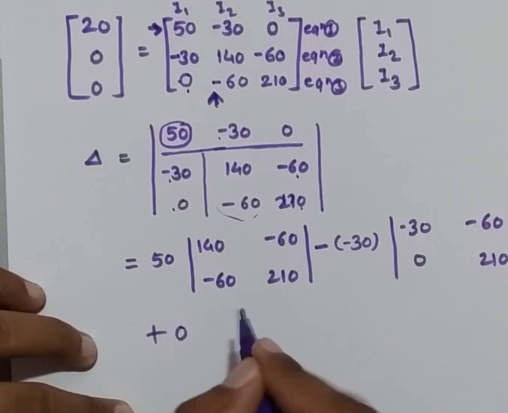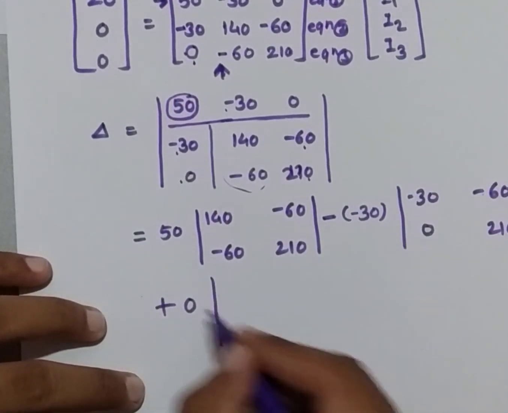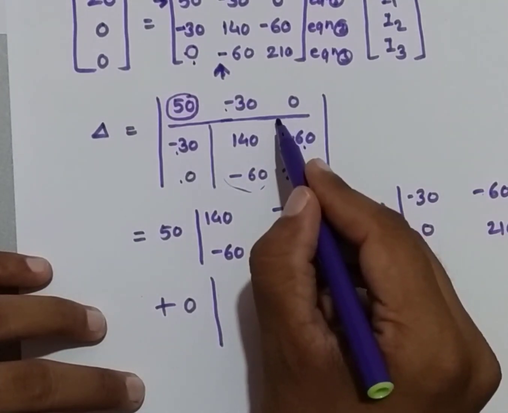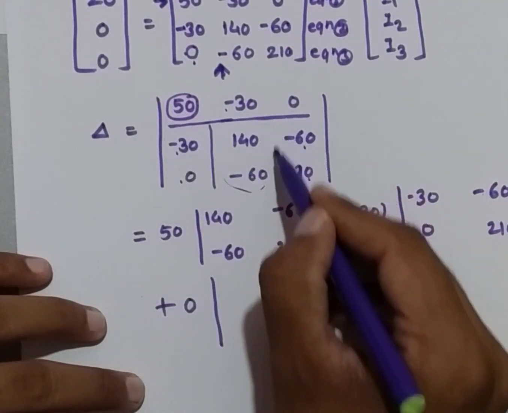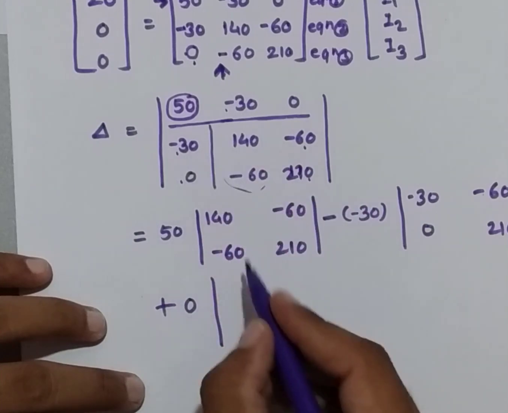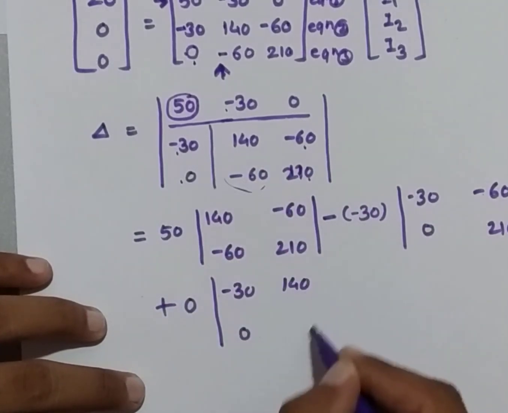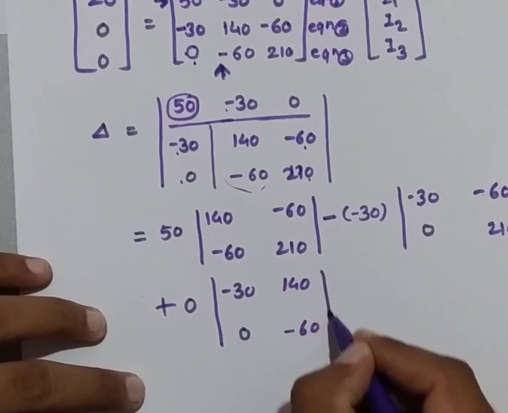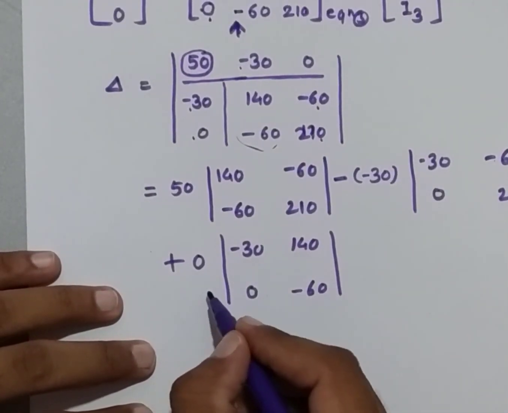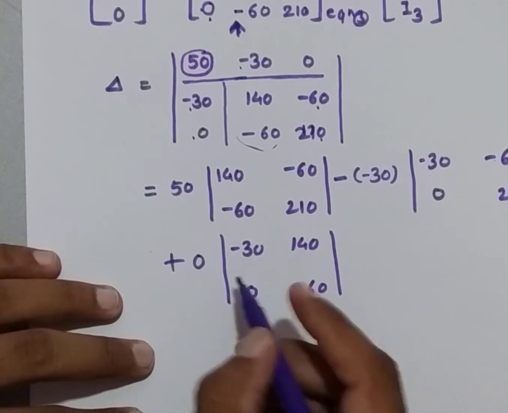Plus, now 0 is there, but still we are going to write the other elements. We exclude this row and this column, so the remaining terms will be minus 30, 0, 140, and 60, minus 60. So this is going to ultimately become 0, isn't it? Because it is multiplied with 0.